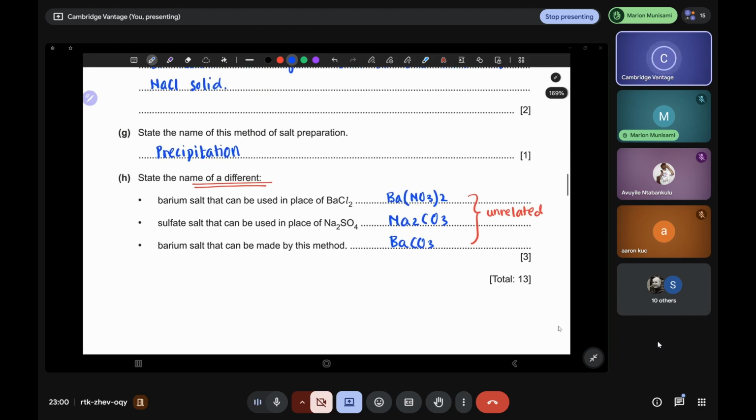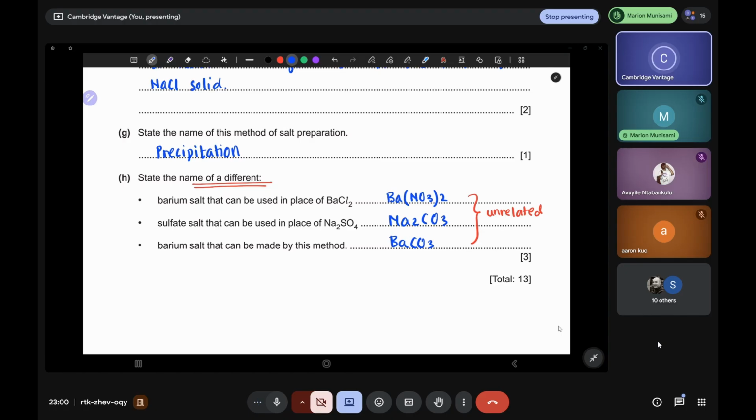And then the next part, state the name of a different barium salt that can be used in place of BaCl2. Here's the thing, BaCl2 was aqueous, it was a solution, and for a precipitation reaction you need another soluble salt of barium, and the easiest answer that you could use over here is barium nitrate, because all nitrates are soluble. So that's the first one. And then the sulfate salt that can be used in place of Na2SO4.